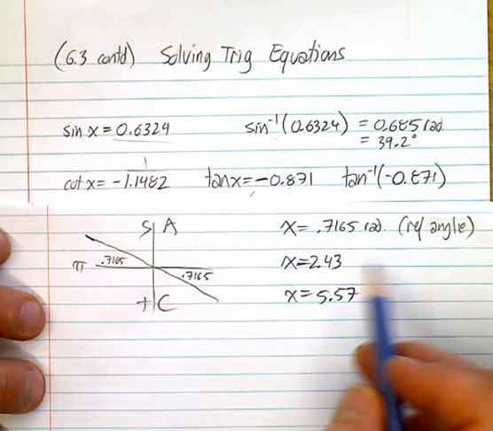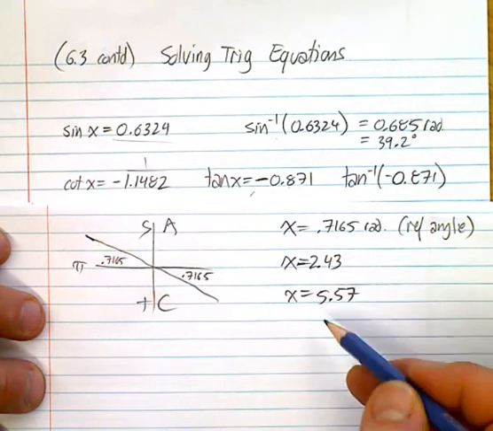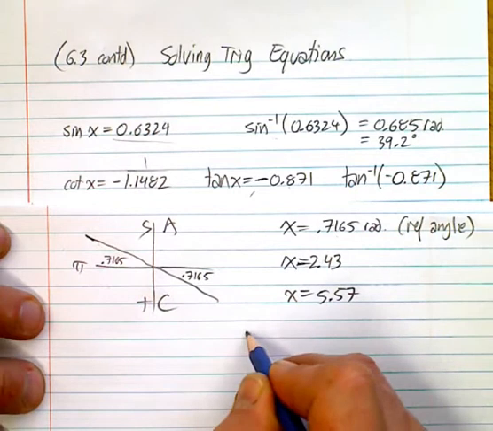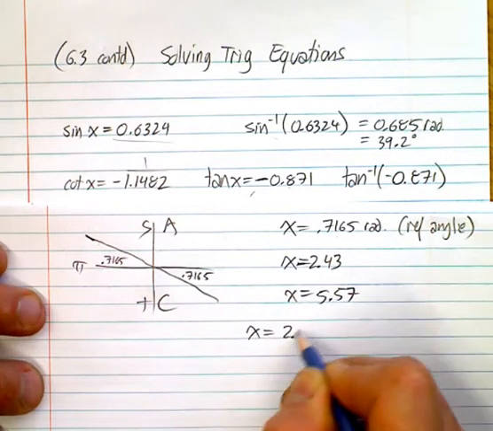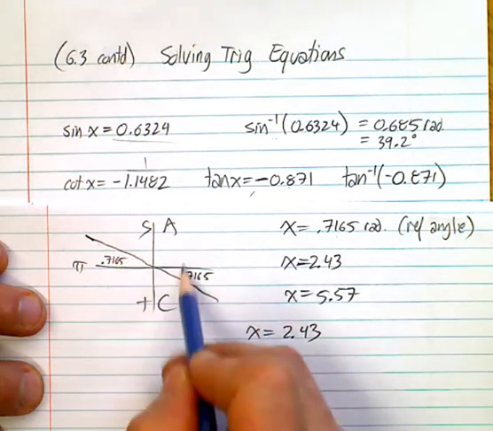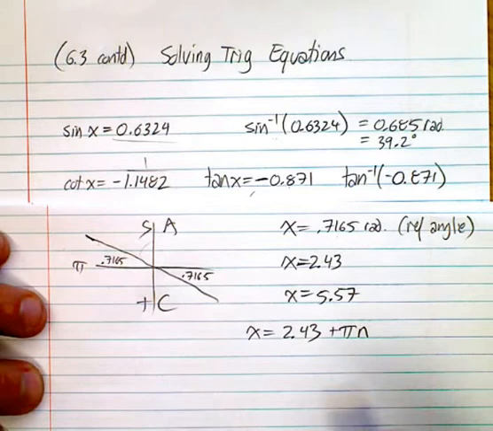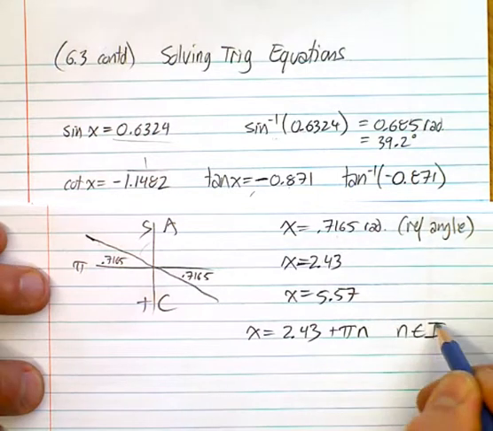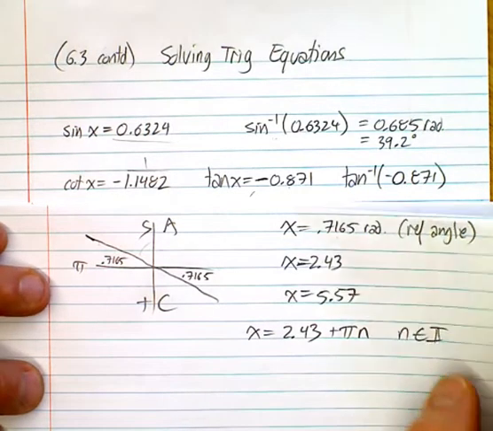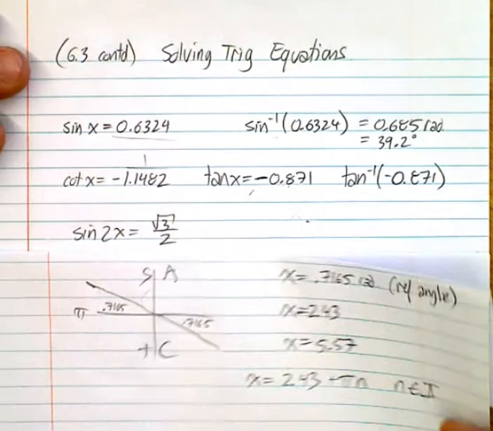Now you can see that these are pi away, 3.14, pretty much exactly. So if you wanted to write down a general solution, you can start off with the first one, 2.43 radians, and it occurs every pi, so plus pi n would be your general solution, where n is an element of integers. And there you go, off to the races, okay? We're going to take this a little bit further now.